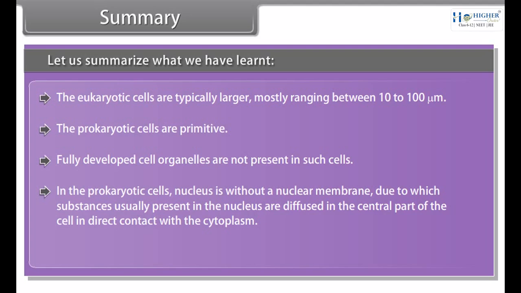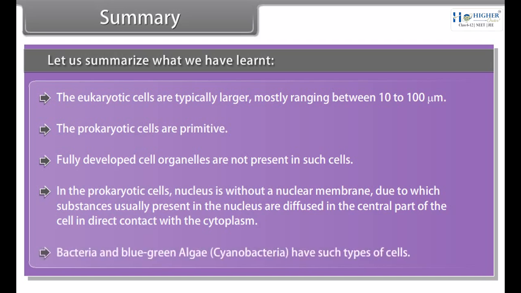In the prokaryotic cells, the nucleus is without a nuclear membrane, due to which substances usually present in the nucleus are diffused in the central part of the cell in direct contact with the cytoplasm. Bacteria and blue-green algae, that is cyanobacteria, have such types of cells.